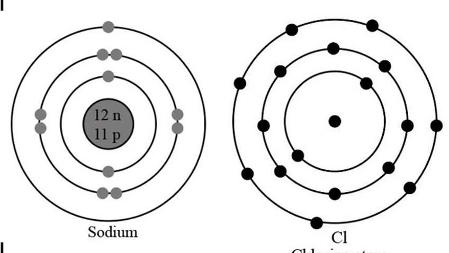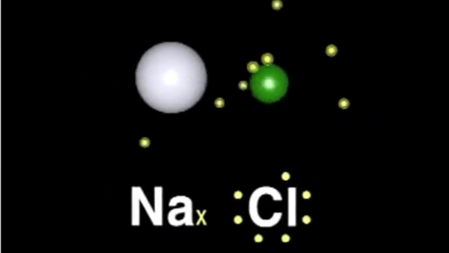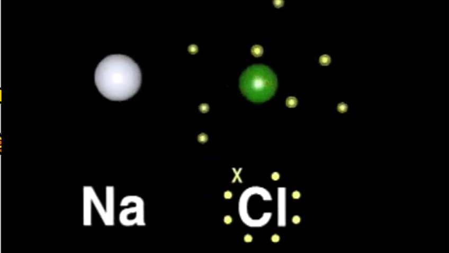Look at these two atoms, sodium and chlorine. Sodium is the 11th element on the periodic table, so it has 11 protons and 11 electrons, while chlorine is the 17th, so it has 17 protons and electrons. But look at the placement of their electrons. The lesser the number of electrons on the outer orbit, the higher the tendency to lose the electron.